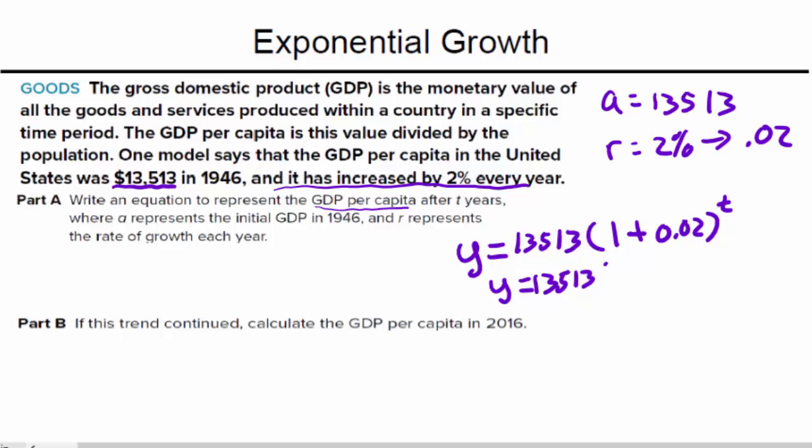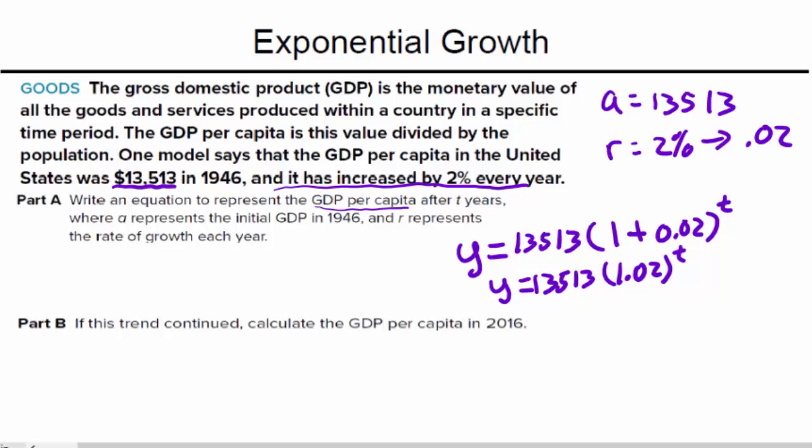13,513 times 1.02, so that's bigger than 1, so it is a growth raised to the t, although it's not growing very much, it's growing by 2%. Then it says if this trend continues, calculate the GDP per capita in 2016. Remember, t is the number of years, and it's going to be number of years since 1946. So how many years are there from 1946 to 2016?